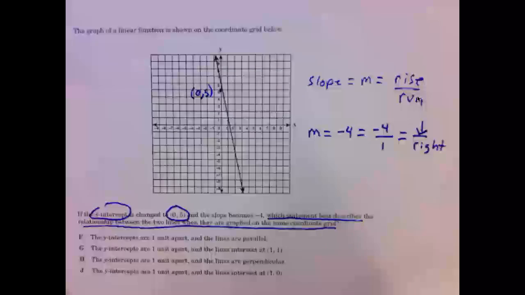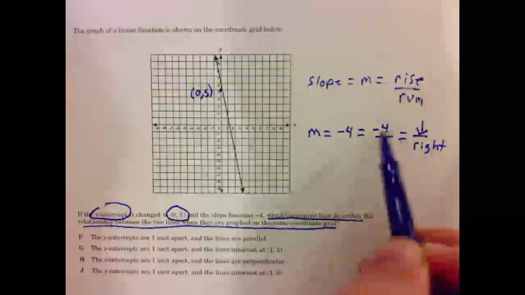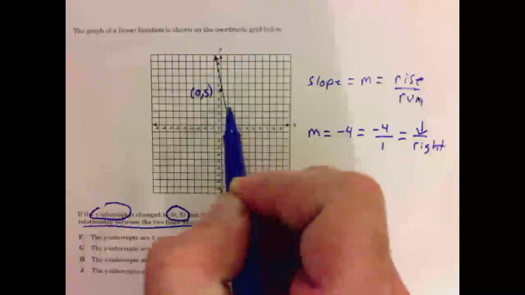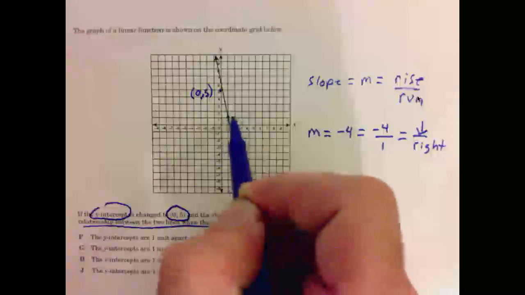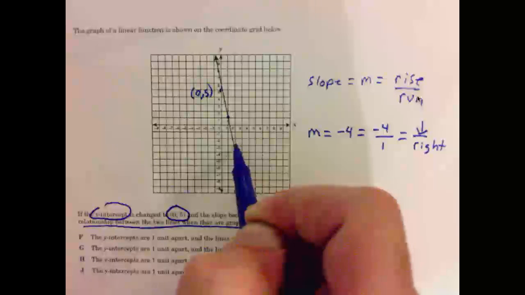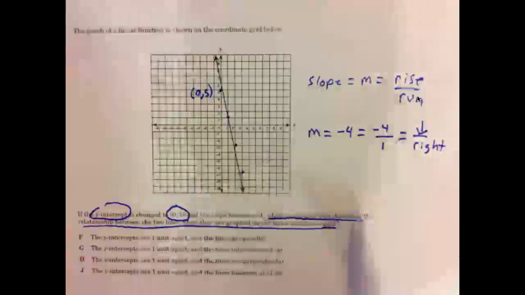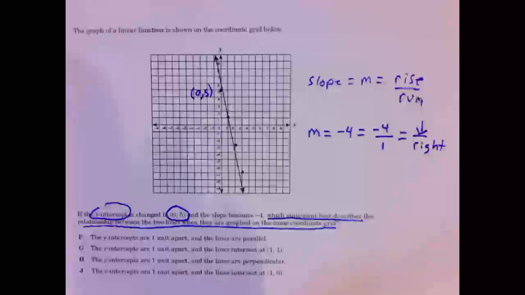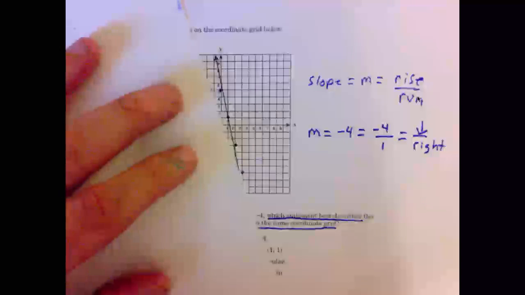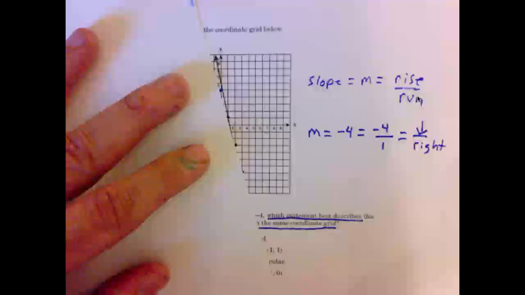So from the point that we have here, we will go 1 right and 4 down. 1 right, 1, 2, 3, 4 down here. 1 right, 1, 2, 3, 4 down. 1 to the right, 1, 2, 3, 4 down. And now we see we have this new line. And these two lines, they're pretty close to each other, unfortunately, in this picture.